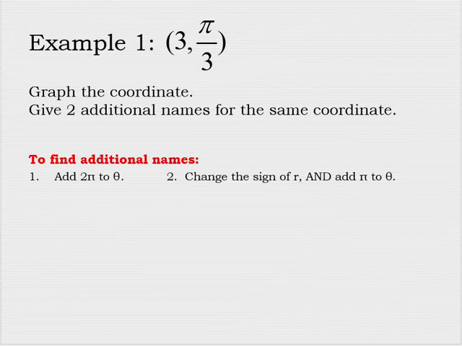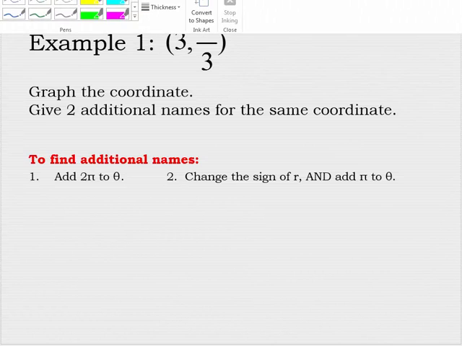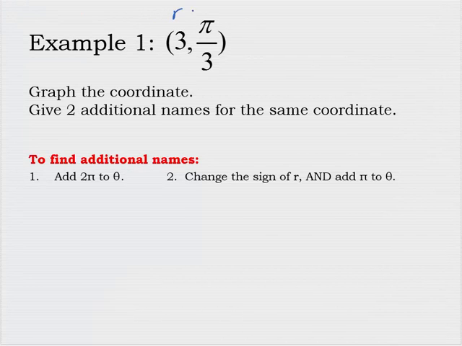So let's look at this problem. The coordinate is 3, pi over 3. So here's r and here's theta. And you have two things you've got to do. First, you have to graph it, and then you have to give two additional names for the same coordinate. All right? Now, to graph it, it's pretty simple.